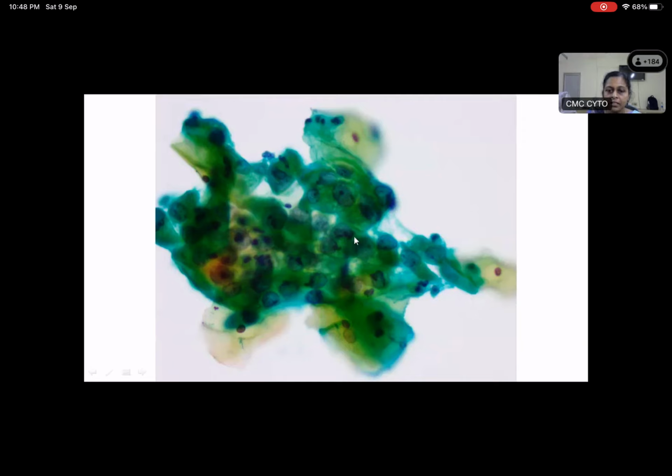Now look at this sheet. Tell me about that cell. Are you able to see my pointer? Yes, ma'am. So how will you compare the nucleus size of this and this? This is enlarged with prominent nuclei. Enlarged? Yeah, there is a nucleolus right there. But what about the chromatin?